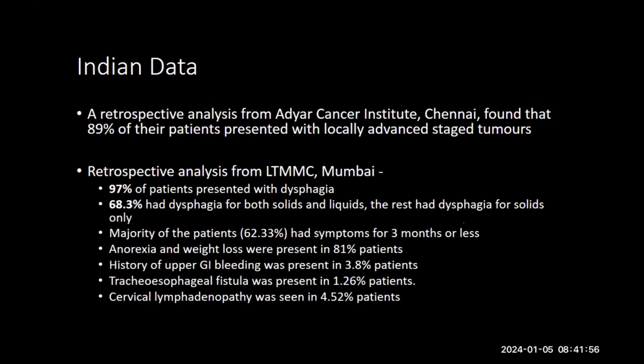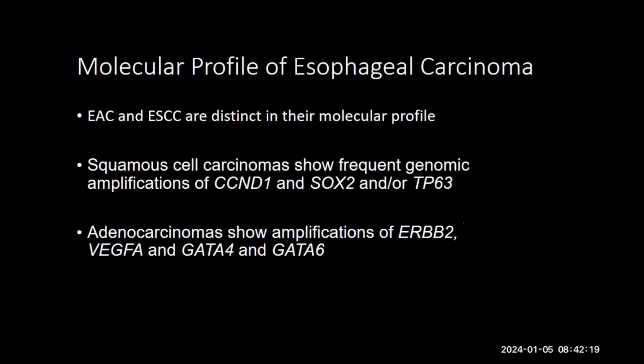The majority of patients had a short duration of symptoms of less than 3 months, and other symptoms noted were anorexia, weight loss, GI bleed. Interestingly, GI bleed was low at only 3.8%, and as expected, tracheoesophageal fistula was only 1%. The cervical lymphadenopathy was also limited at only 4%.